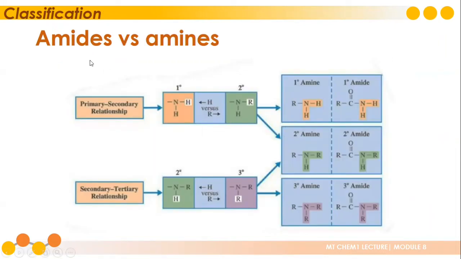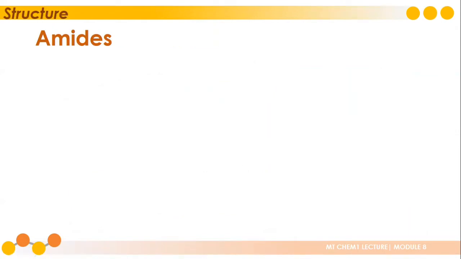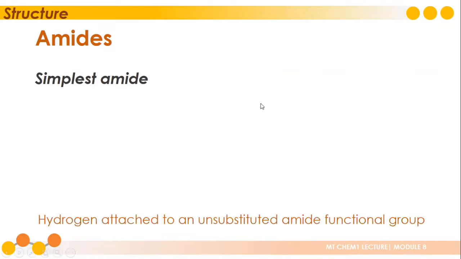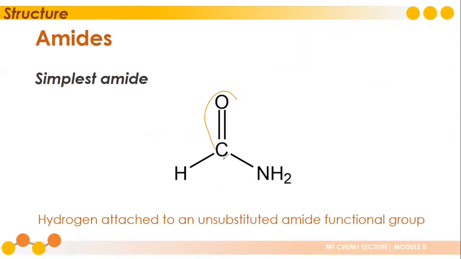Shown here is the comparison between the classifications of amines and amides. As you can see, they are very similar. The only difference is the double bond O for amides. Let us now proceed with the different examples of amides, starting of course with our simplest amide, wherein it is simply an unsubstituted amide group with a hydrogen attached to it. So this is our unsubstituted or primary amide functional group and our hydrogen attached to it.